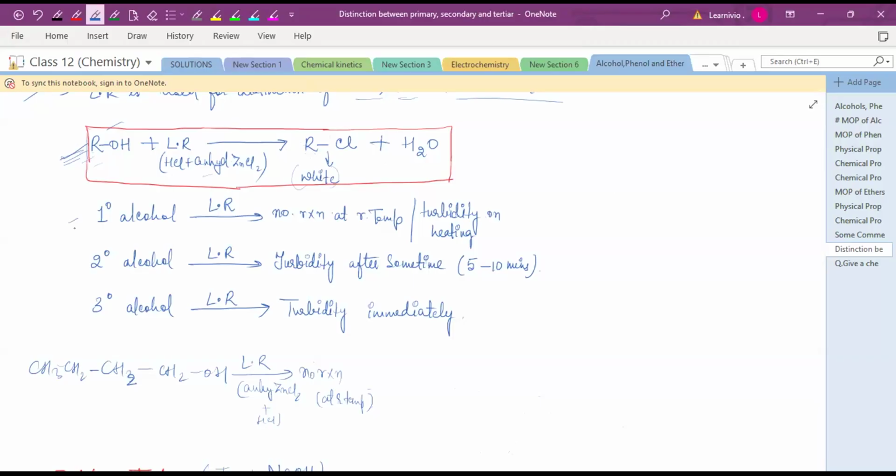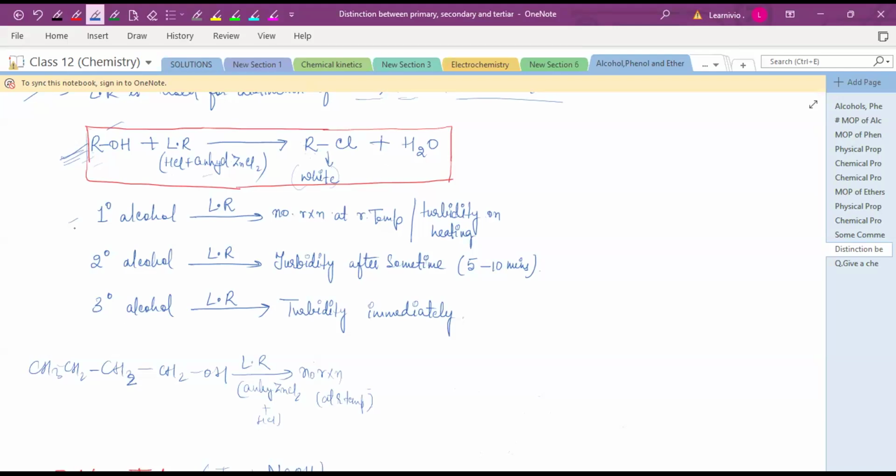At room temperature there will be no reaction in the primary alcohol. But if you heat it and increase the temperature, then after some time the turbidity will come, and that confirms that your alcohol is a primary alcohol. So primary alcohol on treatment with Lucas reagent shows no reaction at room temperature, but there will be a reaction when you give some heat. When you increase the temperature, turbidity will come. That is your primary alcohol.